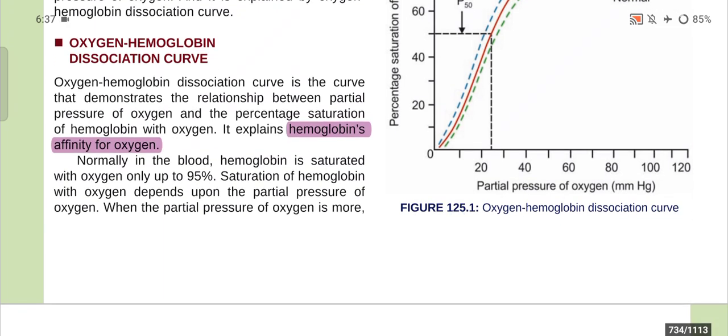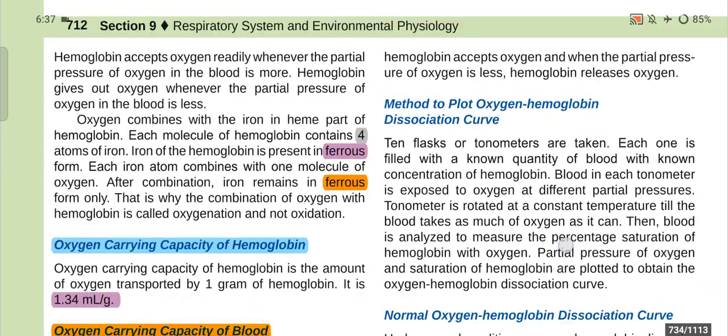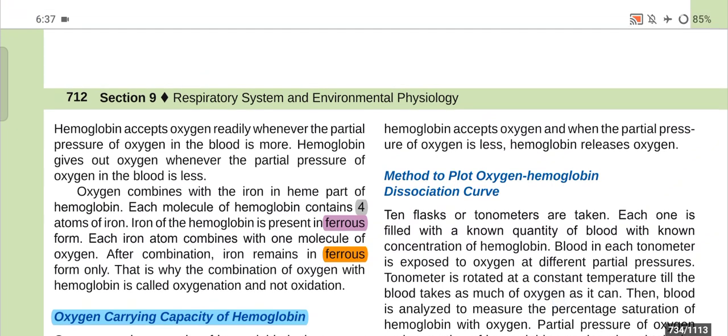Normally, in the blood, hemoglobin is saturated with oxygen only up to 95%. So the saturation of hemoglobin with oxygen depends upon the partial pressure of oxygen. When the partial pressure of oxygen is more, the hemoglobin accepts oxygen. When the partial pressure of oxygen is less, hemoglobin releases the oxygen.